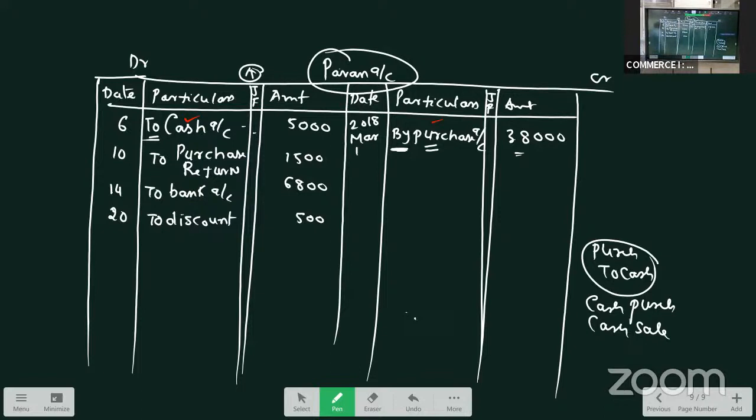Then next one is furniture purchased from Pawan. We have purchased furniture from Pawan. So Pawan is the giver here. So write it on the credit side. Buy furniture. What is the amount? Amount is 8,000. Just go through this, please.